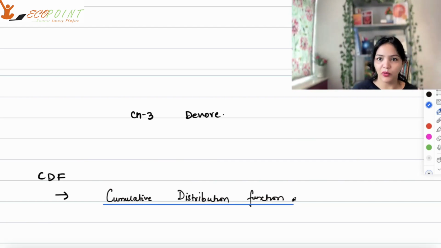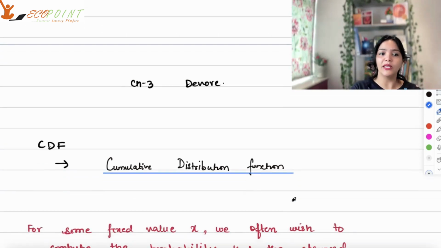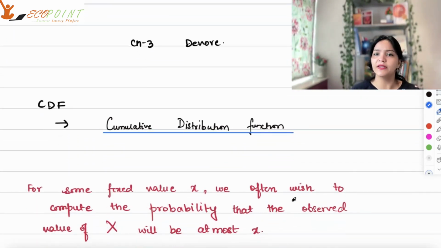Now, why are we talking about cumulative distribution function? As the name suggests, cumulative, it will be about adding up probabilities, accumulating probabilities. Because many a times, for some fixed value of x, it's not that we just want to know what is the probability at x. We would probably want to know what is the probability at most x, that the observed value of x is at most x. The concept of CDF is used.